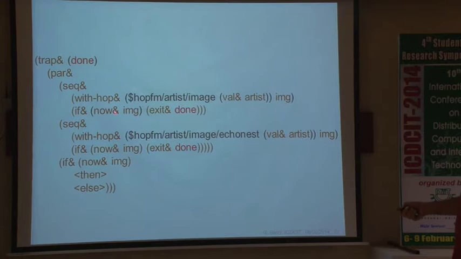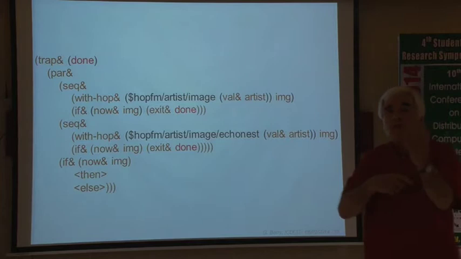If you get an image, you're happy, you exit. And that will automatically kill the other one. Bookkeeping is done automatically, you have nothing to do. Same for the other site, Econess. If you find an image, kill the other one. So all the killing, all the administration is done completely automatically and has a completely formal semantics.